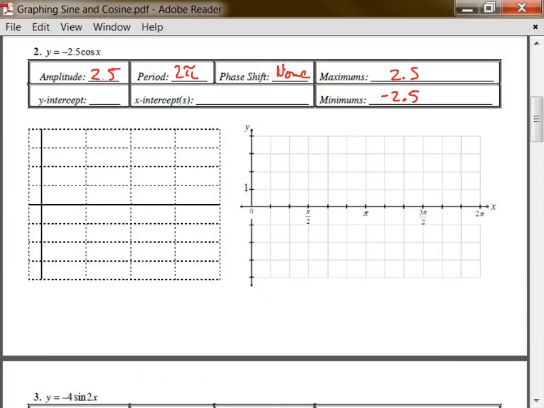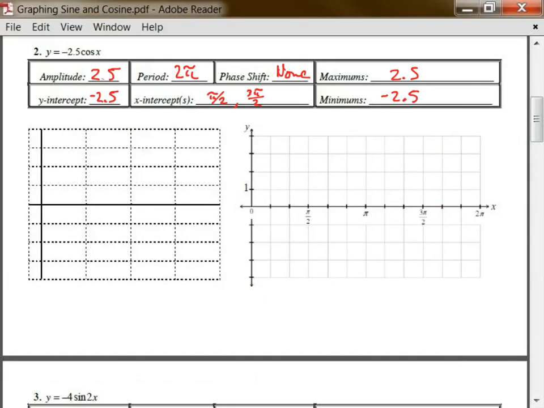And the y-intercept, remember the cosine function starts at 1 normally, at the maximum, but in this case our y-intercept is going to start at -2.5, or the graph starts at -2.5. And the x-intercepts, they're going to be the same as before, which was pi over 2 and 3 pi over 2, because there's no shift. Alright, so we're going for this shape right here.